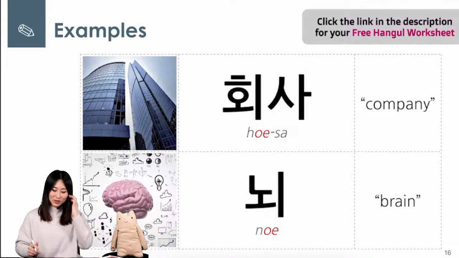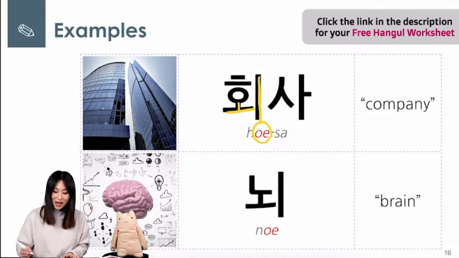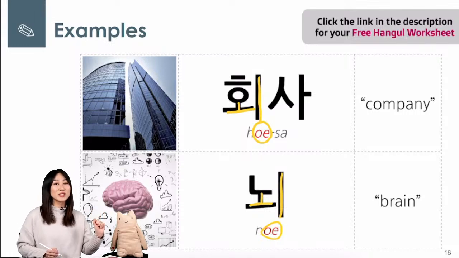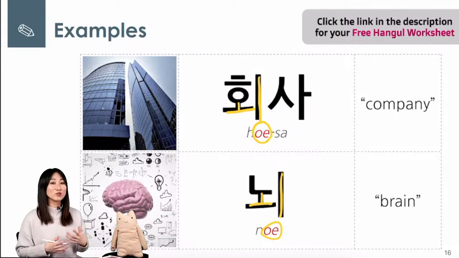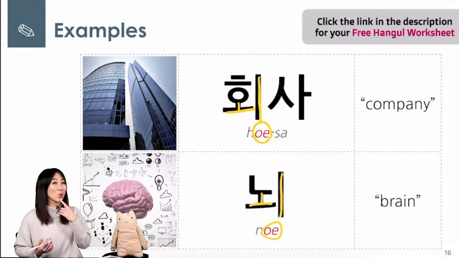And my example is this. 회사. Okay, the other example is this. 뇌, brain. So 회사 means company, 뇌 means brain. Both of the sounds use 왜.